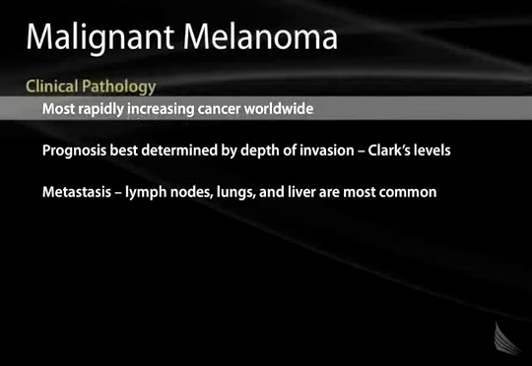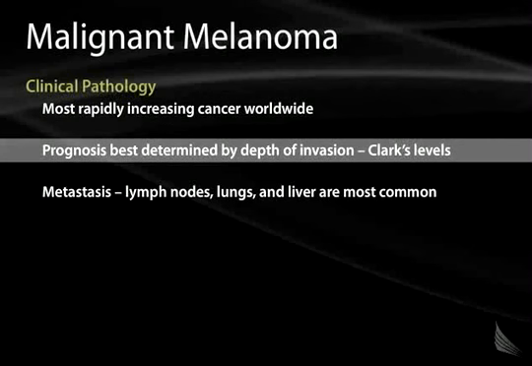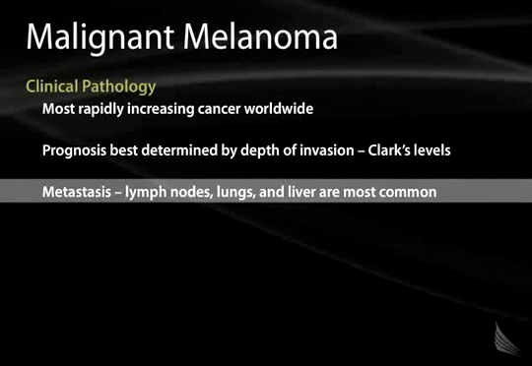Clinically, malignant melanoma is the most rapidly increasing cancer worldwide. The risk in the United States is currently about 1 in 65. The prognosis in melanoma is best determined by the depth of invasion, and this is the reason that transection should be avoided during biopsy. Metastases in melanoma is a harbinger of a poor outcome. The lymph nodes, lungs, and liver are the most common sites of metastases, and there is no truly effective chemotherapy at the present time. Early intervention, early surgical intervention, is key.